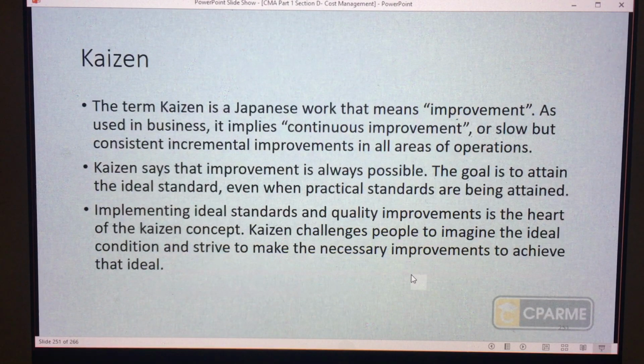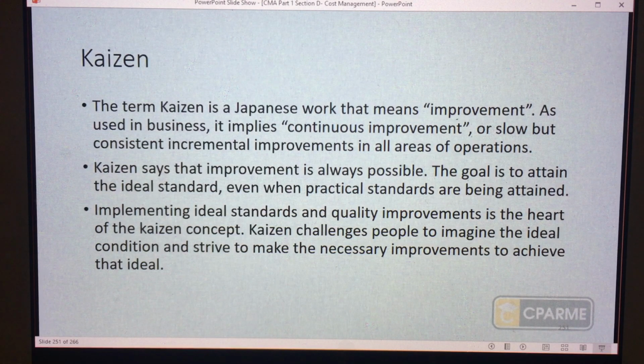Okay. Ang Kaizen would simply mean continuous improvement. It implies continuous improvement. So if you say Kaizen, it's not one big improvement, but usually it's an increment of improvement. So pag increment siya, ang connotation is that it is slow but consistent. Incremental improvements in all areas of the operation. So the goal is to attain yung ideal standards even when your practical standards are already being met. So ang nasa core ng Kaizen is implementing ideal standards and quality improvement.